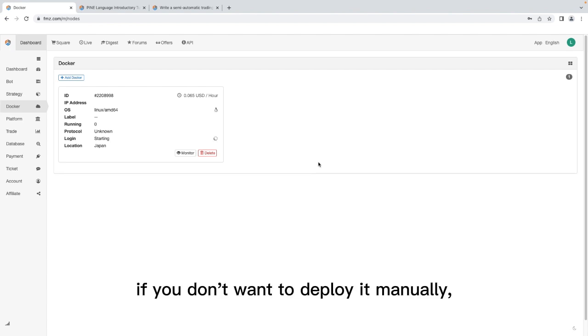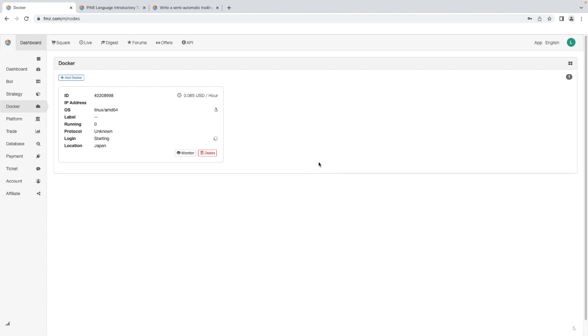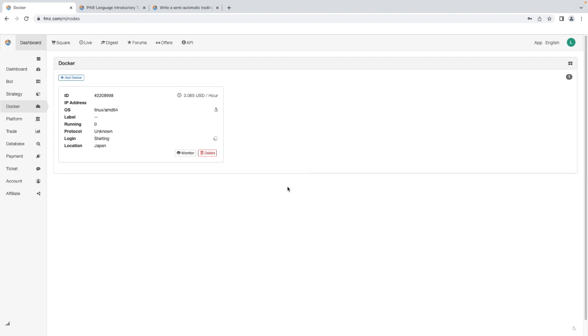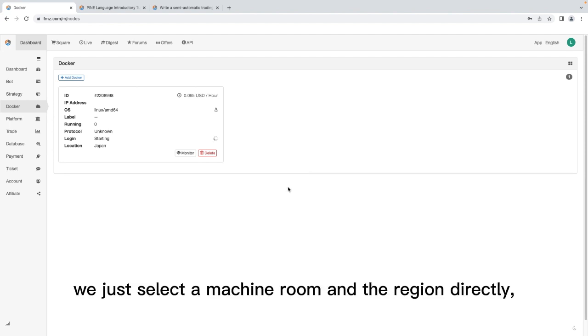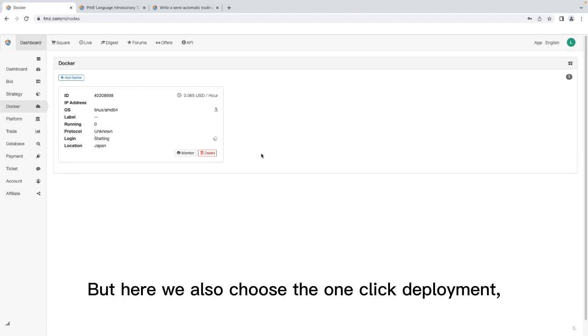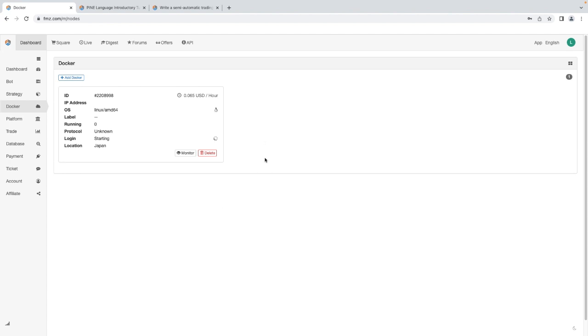If you don't want to deploy it manually and just want to test and use it simply, you don't need to deploy it by yourself. We just select a machine room and the region directly, and then we can deploy a Docker. But here, we also choose the one-click deployment.